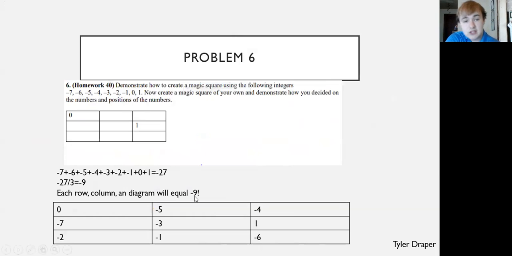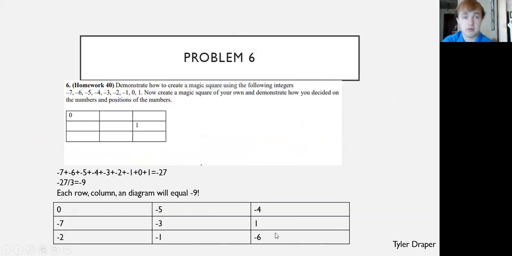Now, when we say our magic number is -9, that means each row, each column, and each diagonal has to equal -9. We are given 0 and 1. So we see 0, -5, and -4 equals -9. -7 plus -3 plus 1 equals -9. -2 plus -1 plus -6 equals -9. 0 plus -7 plus -2 is -9. -5 plus -3 plus -1 is -9. -4 plus 1 plus -6 is -9.